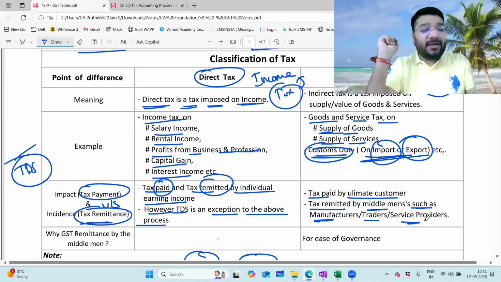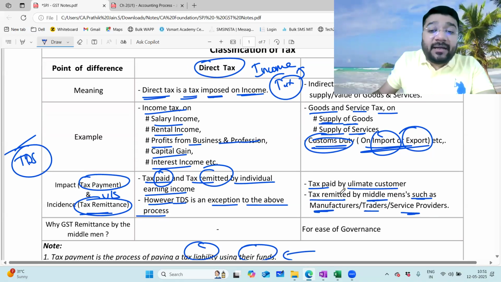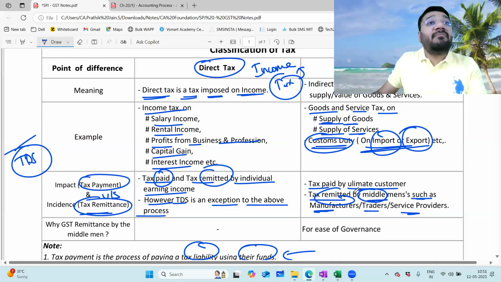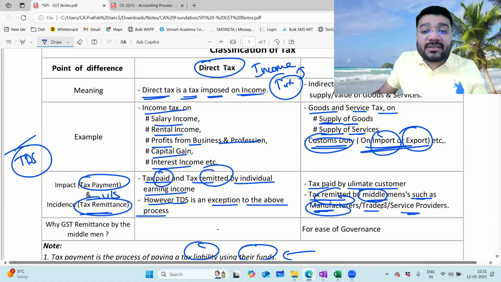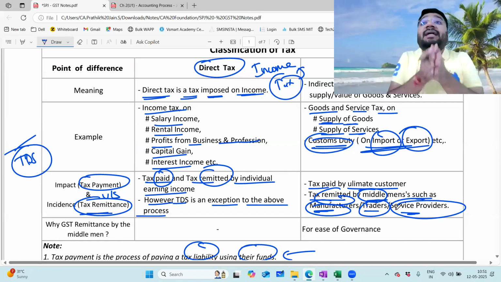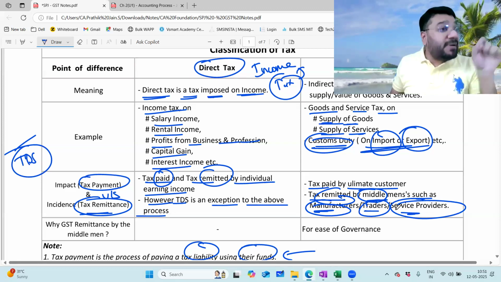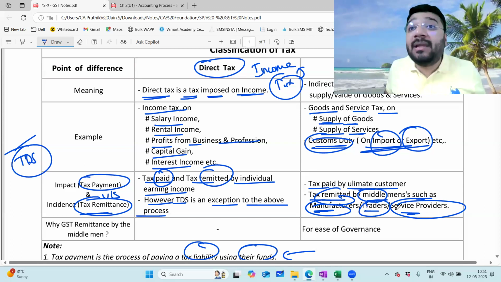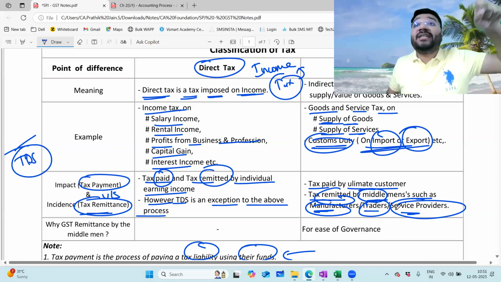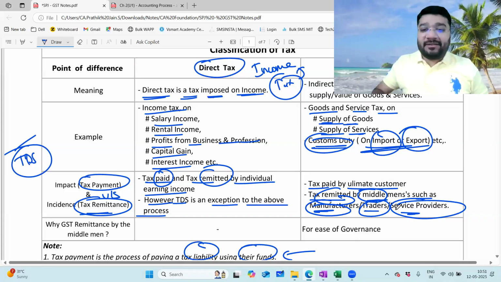Taxpayer is different, tax remitter is different. Who's a tax remitter here? Sir, the middleman. The middleman, such as manufacturers, traders, service providers, all these intermediary business people, are called middlemen, and these people are responsible to hand over your GST to the government.